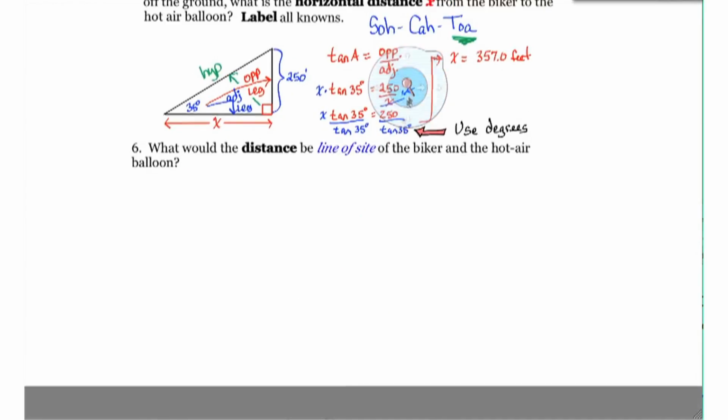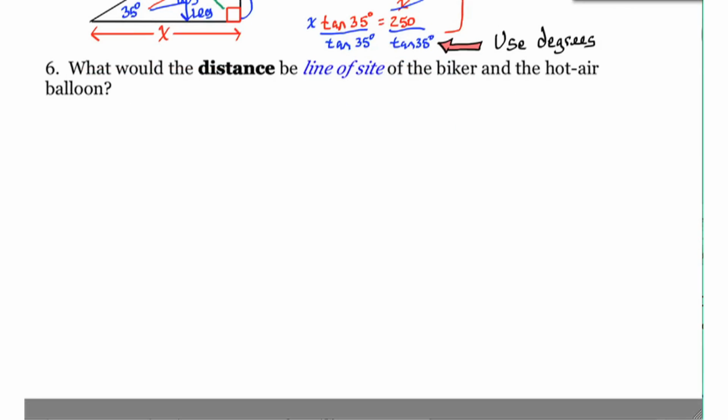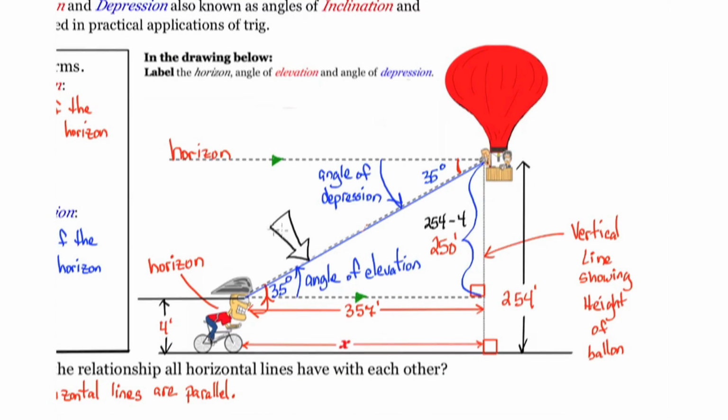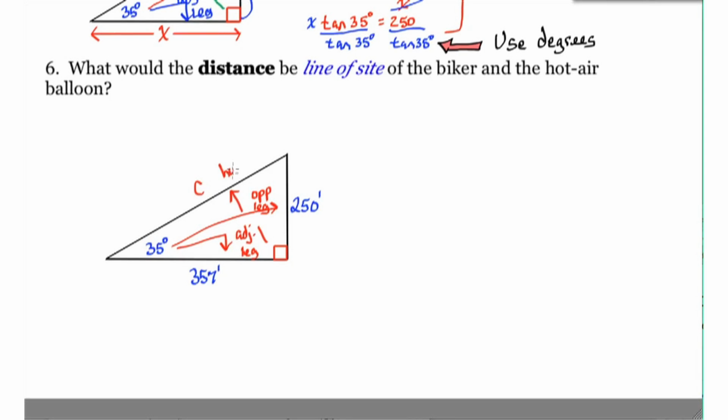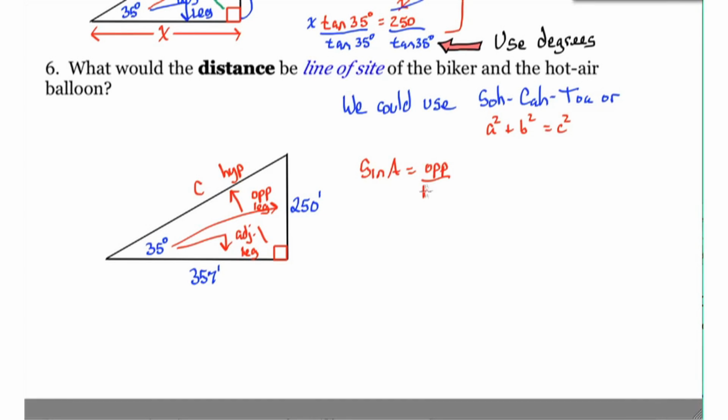Number 6, what would the distance be line of sight of the biker and the hot air balloon? Okay, so in this problem we're looking for the line of sight, which ends up being the hypotenuse of our triangle, looking directly from the biker and the balloon. So we know 35 degrees is our angle, 250 feet is our opposite leg, and 357 is our adjacent. We could use SOHCAHTOA or the Pythagorean theorem. Let's use sine of the angle equals opposite over hypotenuse.